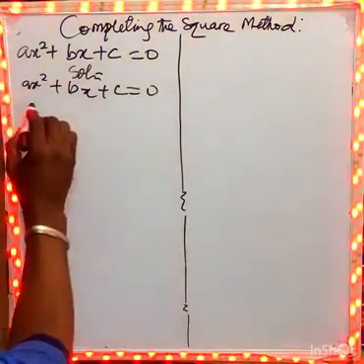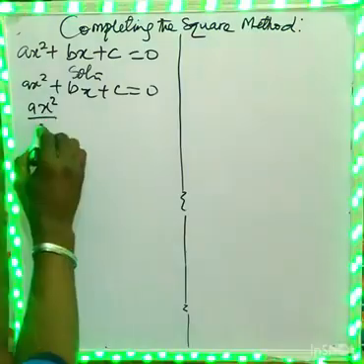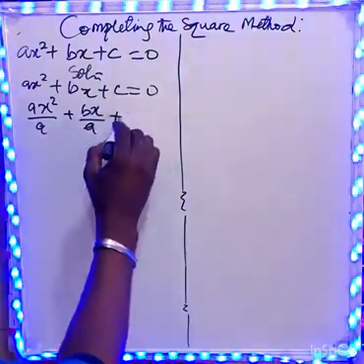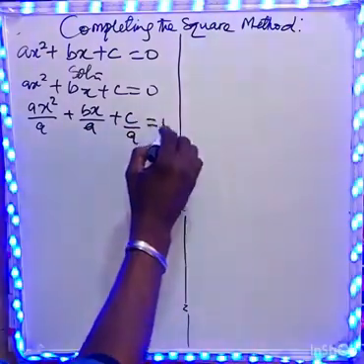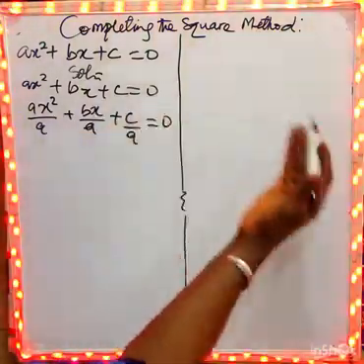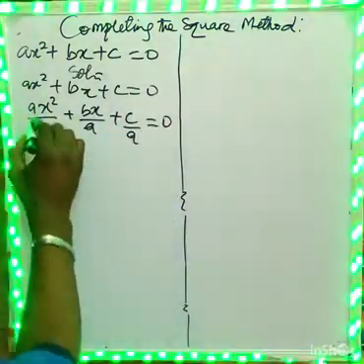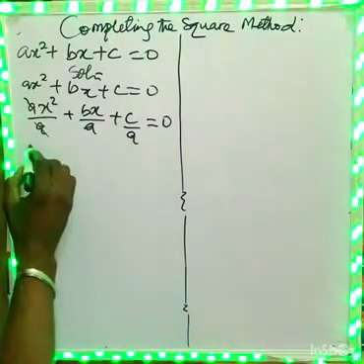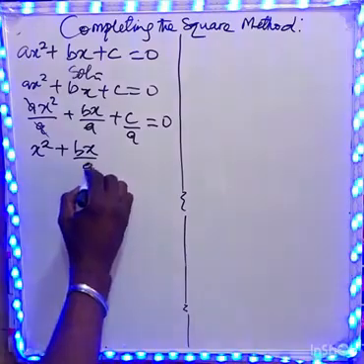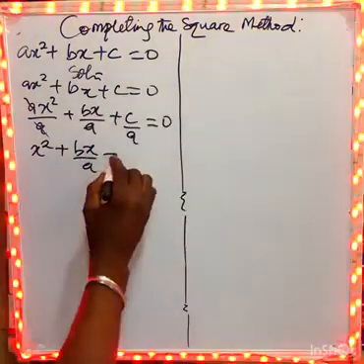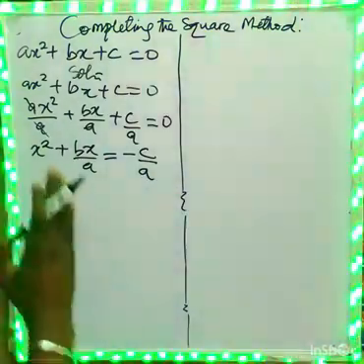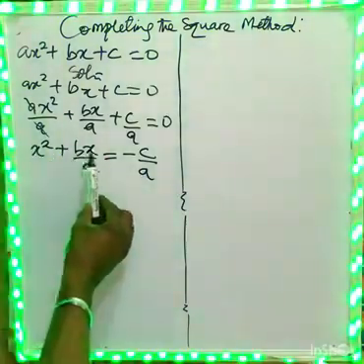Okay, now the first rule is to divide: ax squared over a plus bx over a plus c over a, all equal to 0. 0 over a is still what? 0. Remember, whatever you do at the left hand, you do at the right hand. Okay, now if you see, this one will cancel out, so you have x squared plus bx over a. This one crosses the equality sign, it becomes equal to minus what? c over what? a.